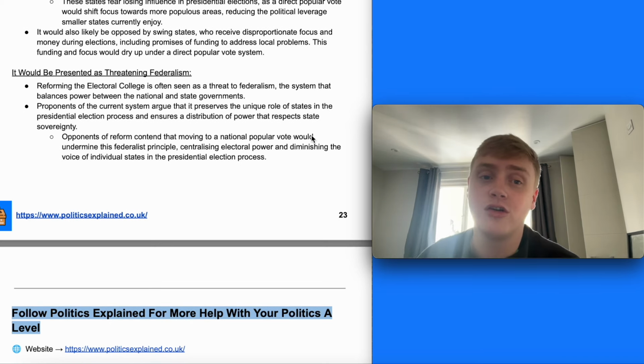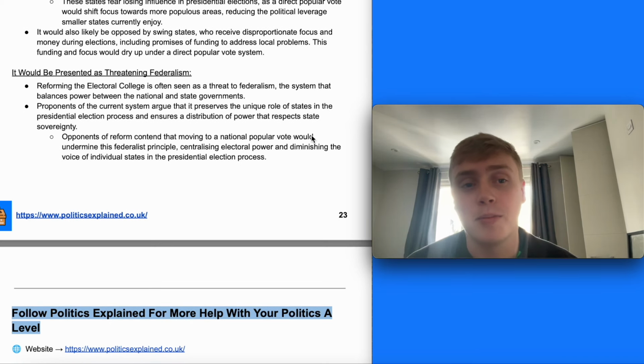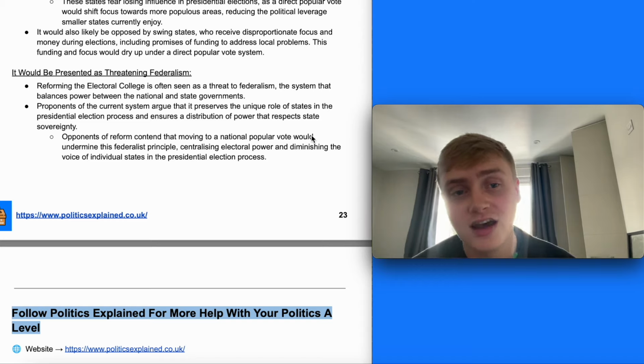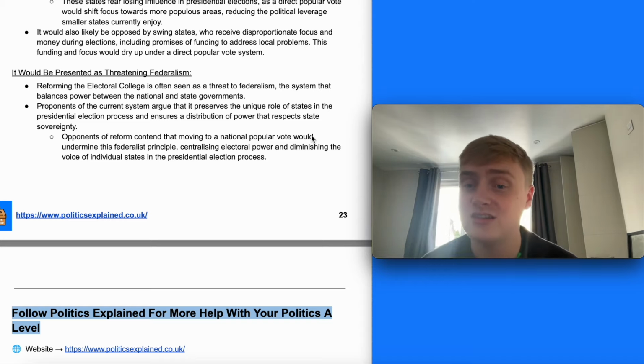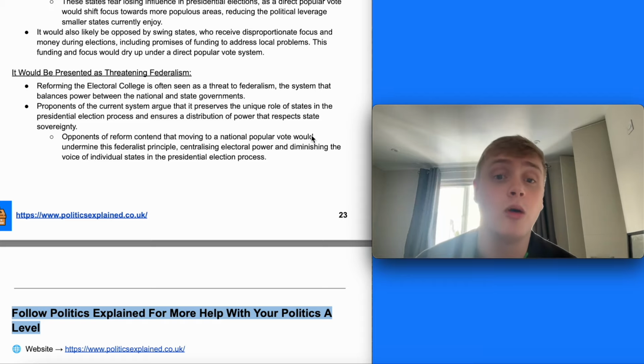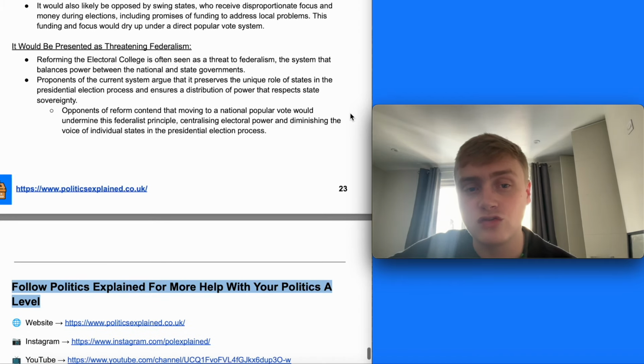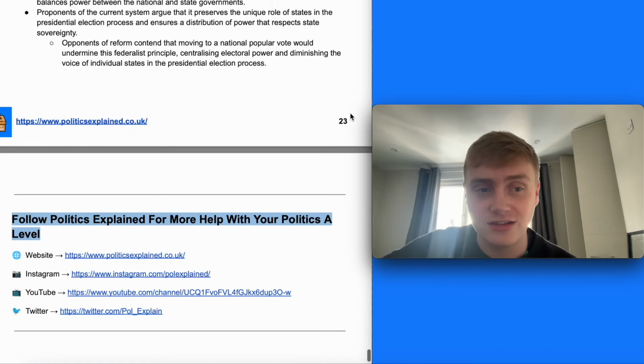Reforming the Electoral College is often seen as a threat to federalism, the system that balances power between the national and state governments. Proponents of the current system argue that it preserves the unique role of states in the presidential election process and ensures a distribution of power that respects state sovereignty in the US. And opponents of reform contend that moving to a national popular vote system would undermine this federalist principle, centralising electoral power and diminishing the voice of individual states in the presidential election process.